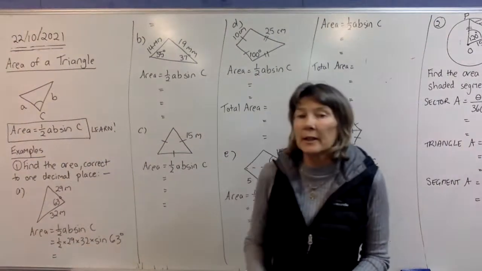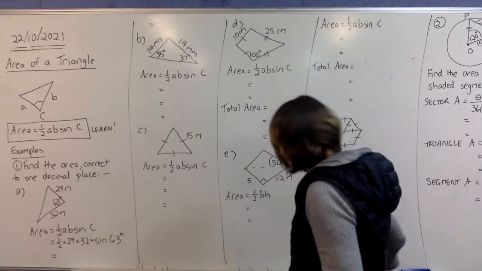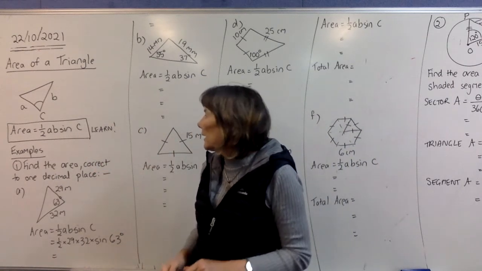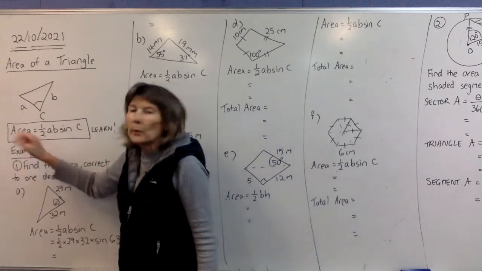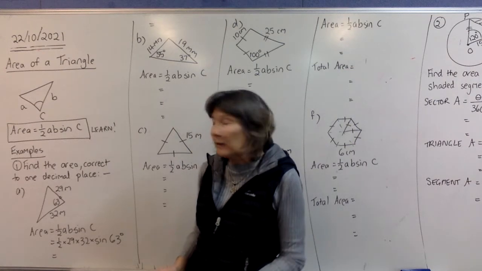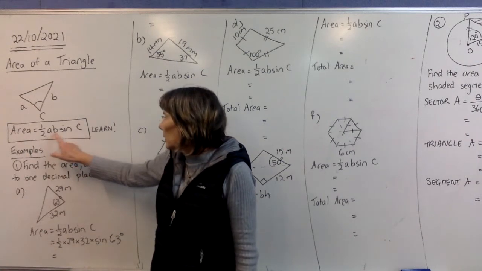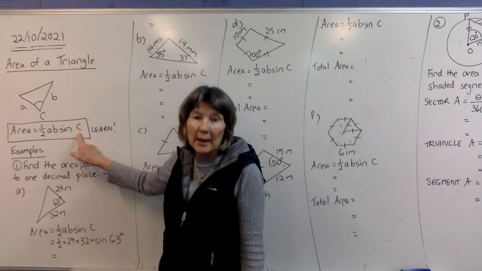So the last thing that we're learning in this topic is the area of a triangle. If we have a look at our formula here, this is it. It's area equals a half AB sine C. I want you to write the word area and not A, because you're going to get it mixed up with the angle A if you do that. So area equals, and we just start with A, B as our little sides and finishes with angle C.